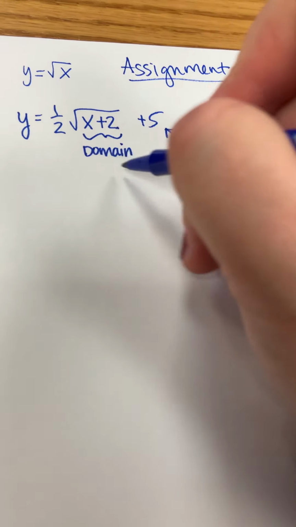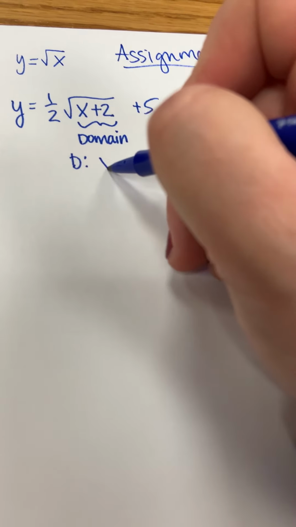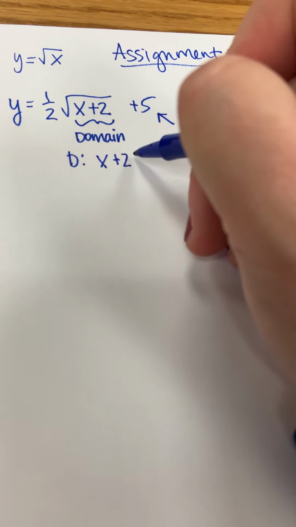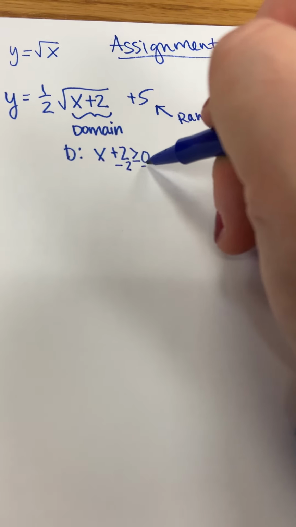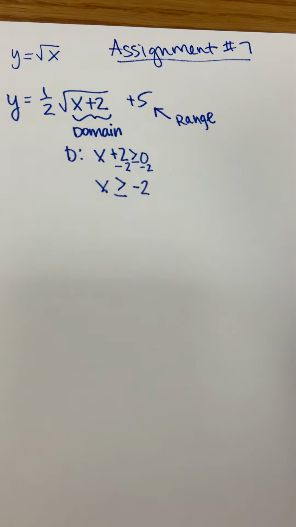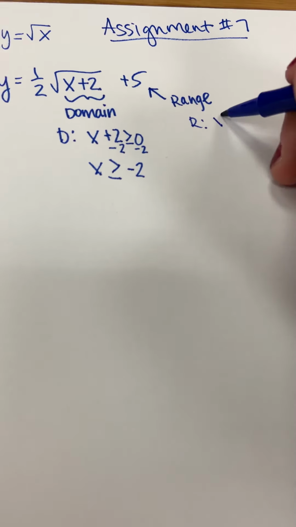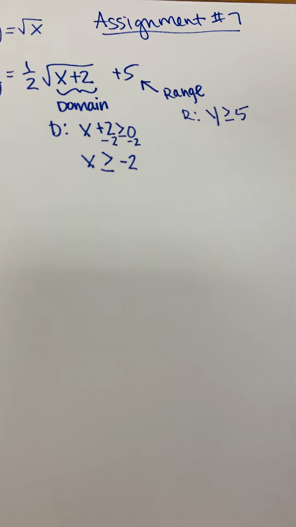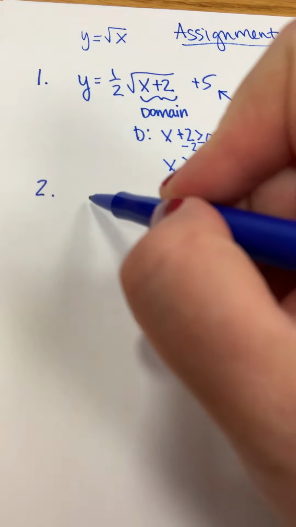So in order to do this, your domain affects obviously the east-west. So your domain for this function, you're going to start out with saying x plus 2 is greater than or equal to 0, and then subtract 2. So x is greater than or equal to -2. And that's your domain. Your range is +5, so y is greater than or equal to 5. And that's it. I'll do number 2 for you. Actually, I might just do all of these to show you the patterns.